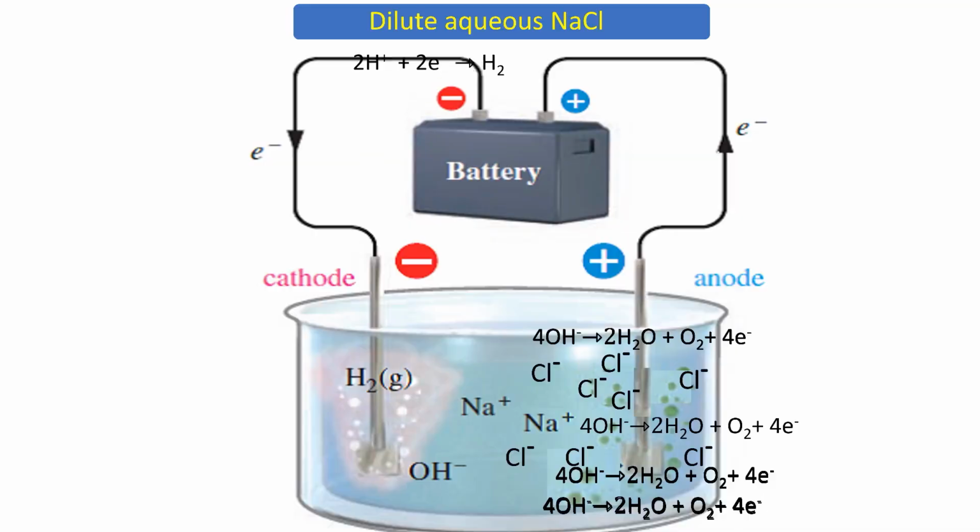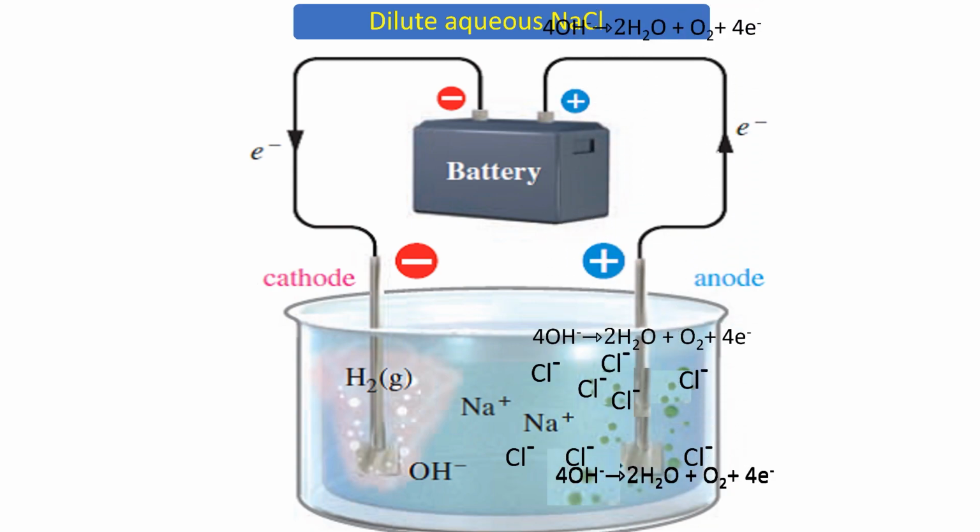And on the other hand, at anode you will get two anions, chloride ions and hydroxide ions. But as per the electrochemical series, hydroxide is prior to lose electron. So hydroxide will lose electron to form water and oxygen gas. Here you will get the same thing, bubbles of oxygen gas produced in the reaction. The other ion, chloride ion, will remain in the solution because in the electrochemical series, chloride is below hydroxide.